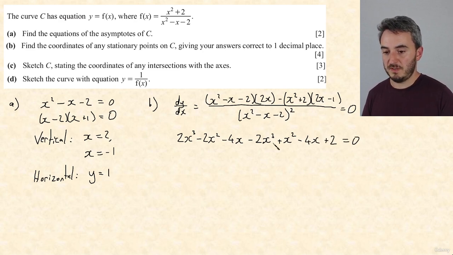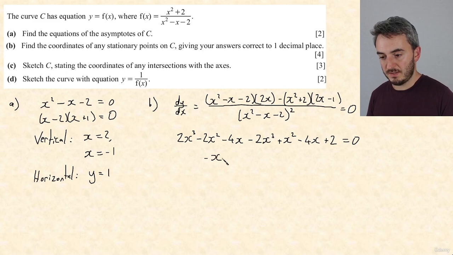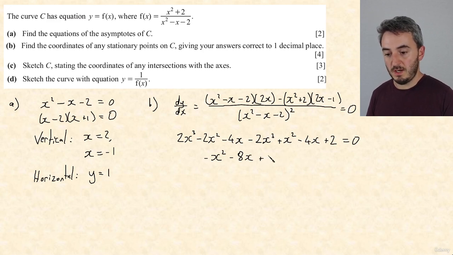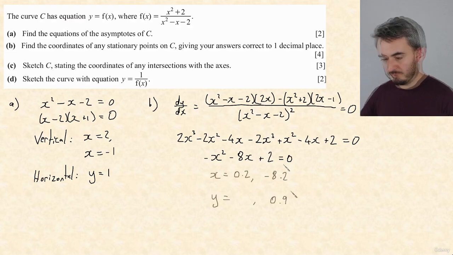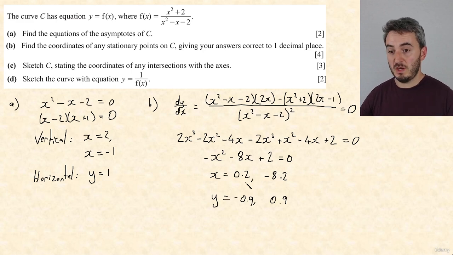The cubic stuff goes, I'm left with minus 2x squared plus x squared, so minus x squared, minus 4x is minus 8x, and then plus 2. And I need to solve this to 1 decimal place. And keying those into my functions, I just get minus 0.9 and 0.9, giving them to 1 decimal place.